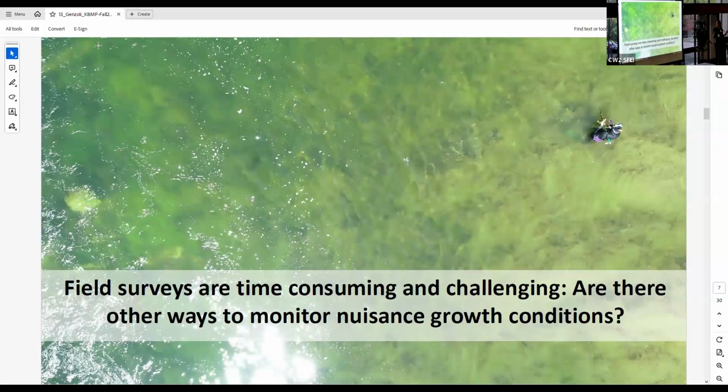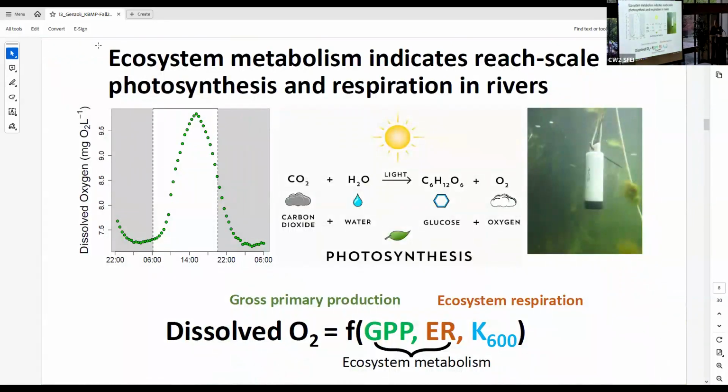I'm really interested in trying to understand other ways we might be able to monitor this nuisance growth that might be more sustainable long-term. And one of the methods that I've become really interested in is called ecosystem metabolism. Ecosystem metabolism indicates reach scale photosynthesis and respiration in the river. So it's an average of what's happening throughout a reach of river.